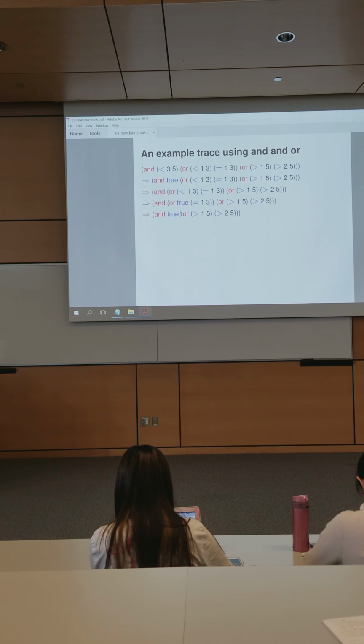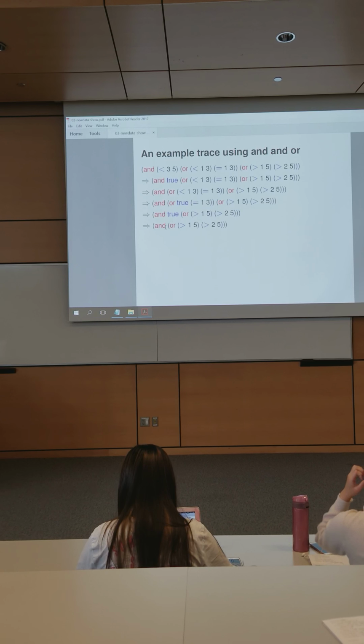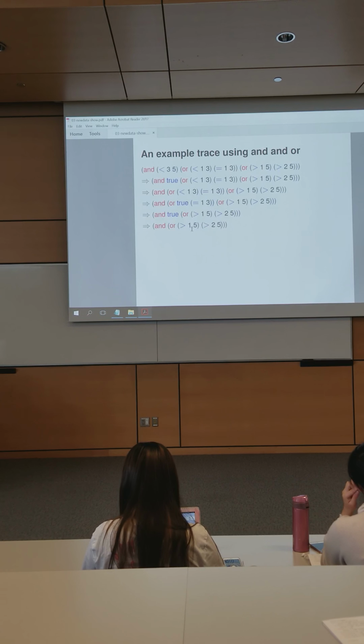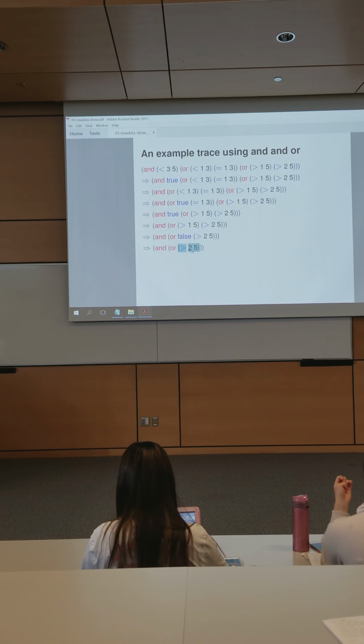And true followed by something else, it gets rid of the true and looks at just the next thing. And that is followed by OR followed by this next thing. 1 bigger than 5, this returns false. Okay? OR false followed by something else? Well, in the false case, we get rid of the false and we just look at the next thing. So we just get rid of the false, look at the next thing. OR some expression, we evaluate this expression. Is 2 bigger than 5? No. So this turns into false.